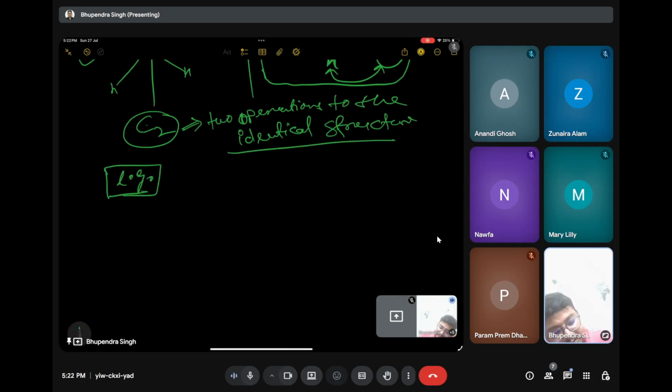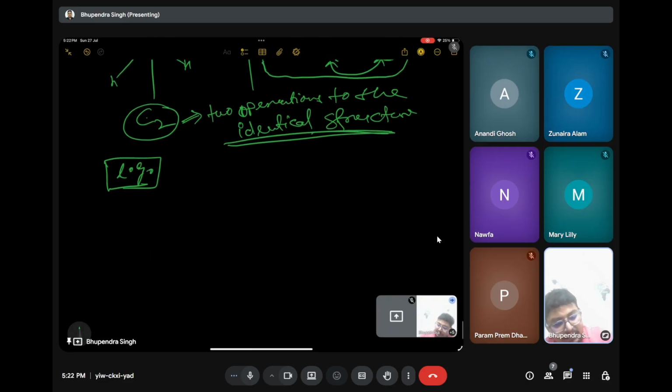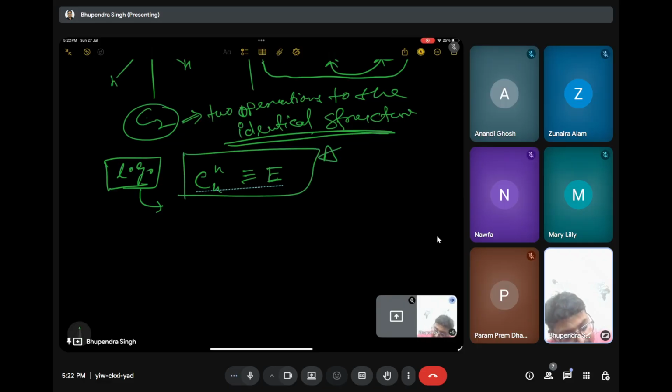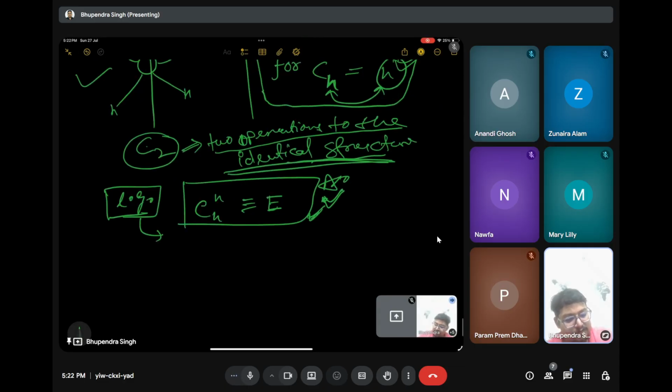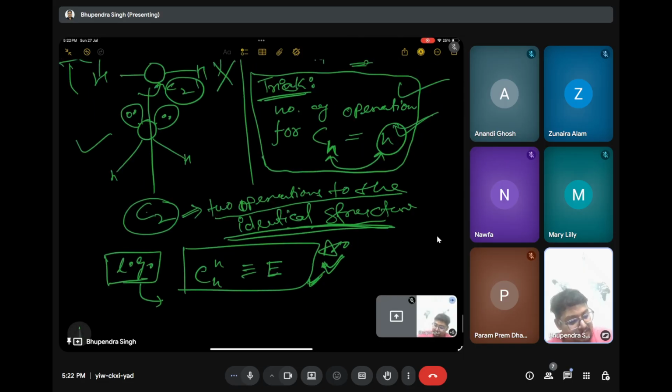Okay. For example, what does identical structure mean? Let's say Cn, and you are operating n times, you will get the identical structure for the identical molecule. This you have to remember. This is the elaborative way, and this is more like a formula. You should remember this and this one.